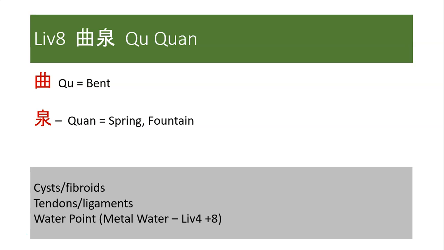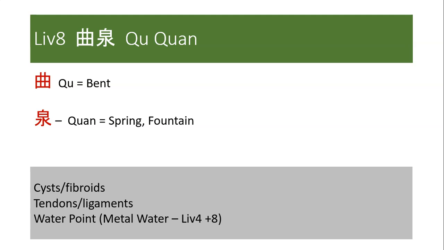Whatever the problem is that they're coming for, but there is a history of fibroids or cysts, I will check if liver 8 is a good point for them, because by their constitution, liver 8 is a point for any sort of accumulations, including fatty liver, for example. It's also the point for tendons and ligaments. This is more of a point of, quote-unquote, nourishing the blood for tendons and ligaments.